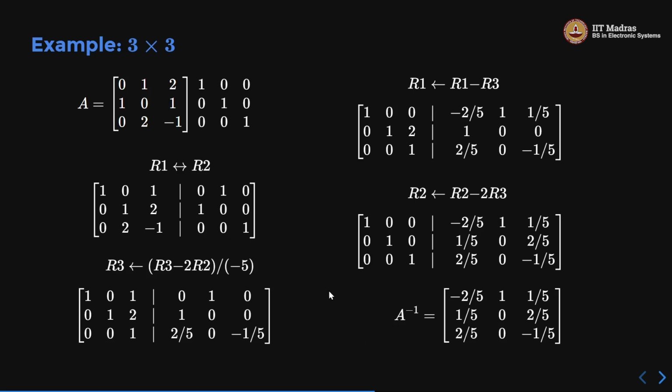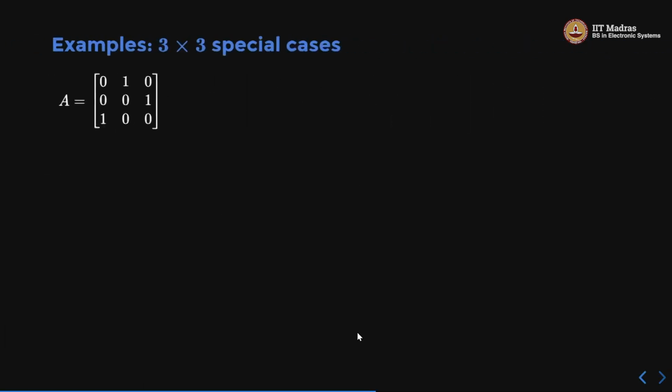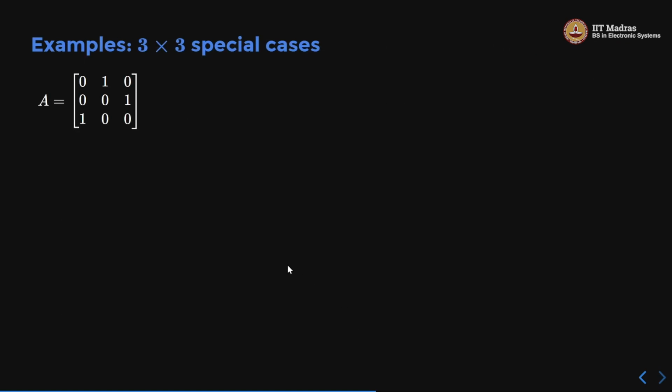I hope you see how easy it is to go through this and then finish it off. So if you don't make silly mistakes, you will end up with the inverse correctly. You can multiply with A and check that you will get identity. Okay, so here are some nice special cases.